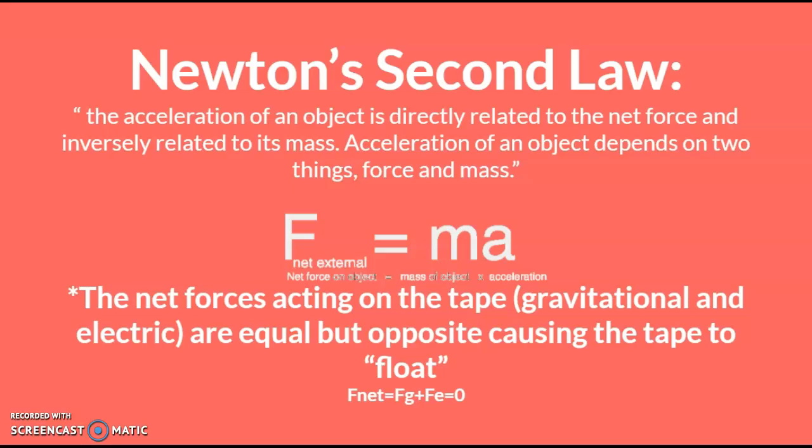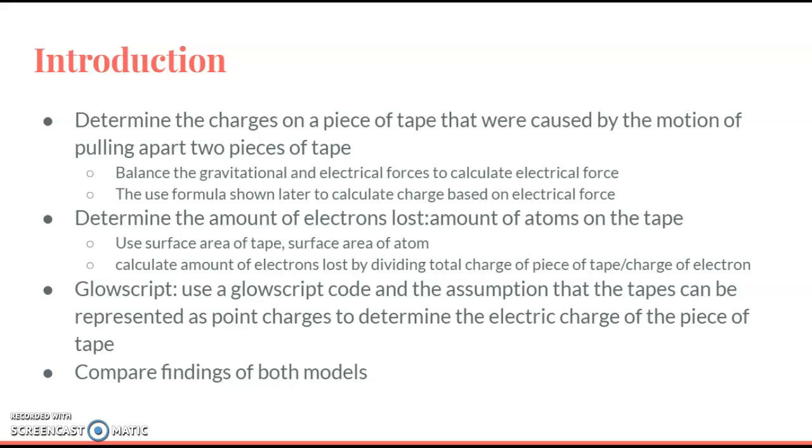We used this to calculate the gravitational force acting on a piece of tape after we observed that it was floating. We then said that the net force acting on this tape must have been 0, so the force of gravity was equal but opposite to the electric force caused by the electric field of the other piece of tape. In this sense, we were able to work backwards from the known force of the electric field in order to determine the charge of a singular piece of tape.